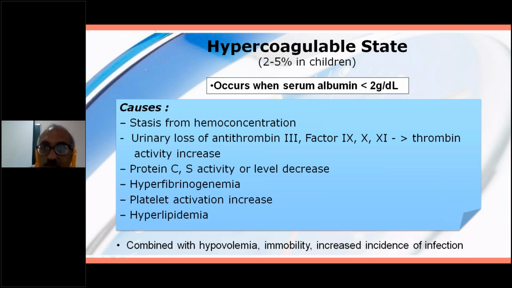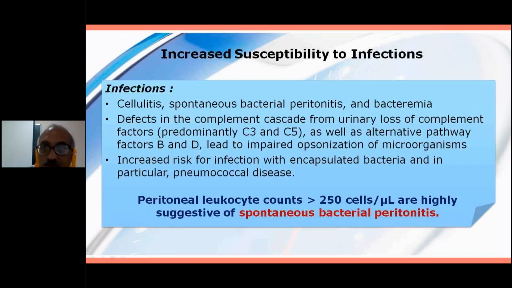So a combination of hypovolemia, immobility (not moving) also increases, and chances of infection. All these things increase the possibility of a thromboembolic phenomenon. Why is a child with nephrotic syndrome more susceptible to infection? That is because all these complications are the effects of the nephrotic syndrome, must be known. The commonest infections are cellulitis, spontaneous bacterial peritonitis and bacteremia.